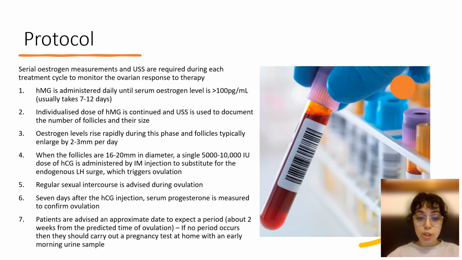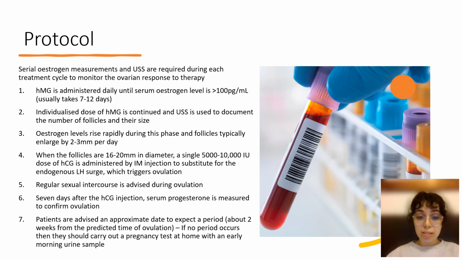After this, an individualized dose of HMG is continued, and ultrasound is used to document the number of follicles and their size. This is usually called the active phase, and during this phase, estrogen levels rise rapidly, and follicles typically enlarge by 2 to 3 millimeters per day. Once the follicles are 16 to 20 millimeters in diameter, which is tracked by using serial ultrasound scans, a single dose of 5,000 to 10,000 IU of HCG is administered by IM injection, and this is to substitute for the endogenous LH surge, which triggers ovulation and the release of the egg.